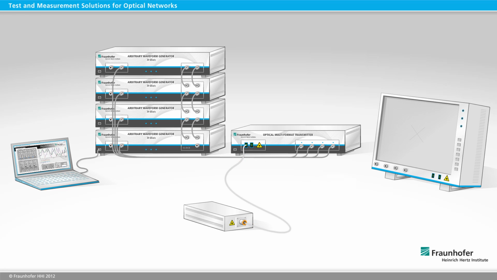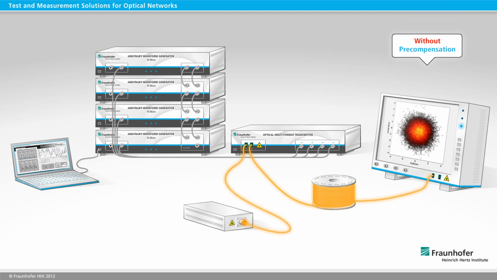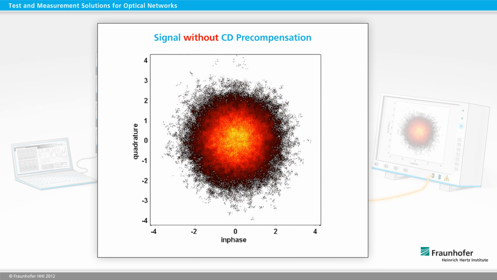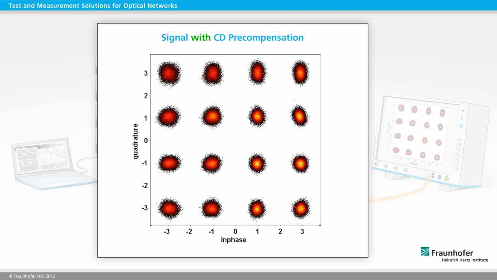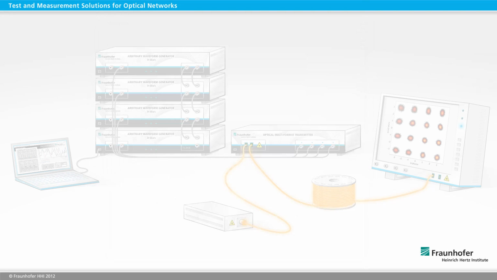Software-based electrical signal predistortion is used in the AWG for the simulation of realistic test environments such as fiber optic links. Signal distortion is thus kept to a bare minimum. For example, without predistortion of the 16 QAM signal, chromatic dispersion would distort the constellation diagram. Using the signal processing algorithm for predistortion can optimize signal quality.